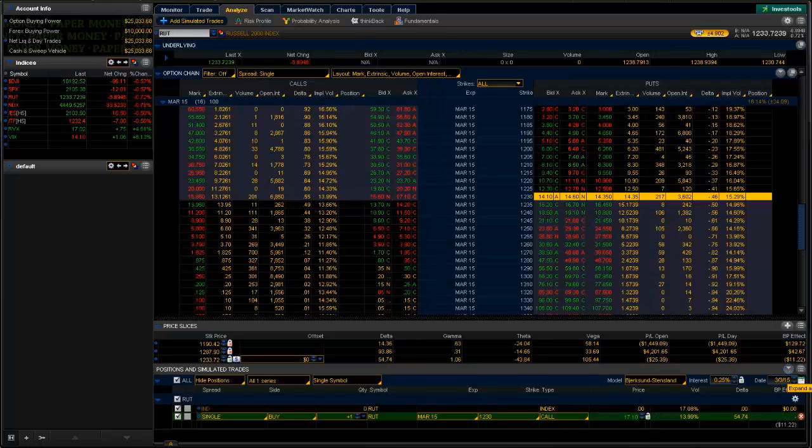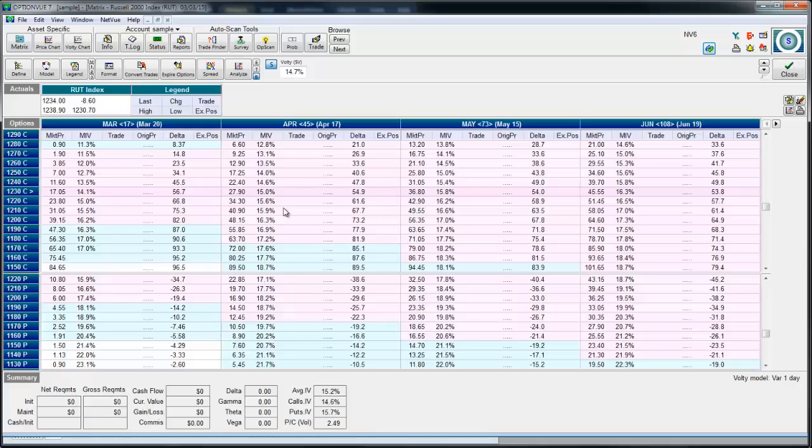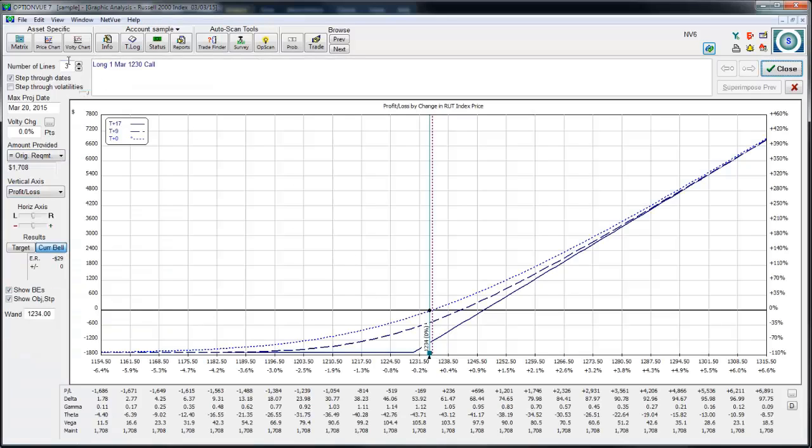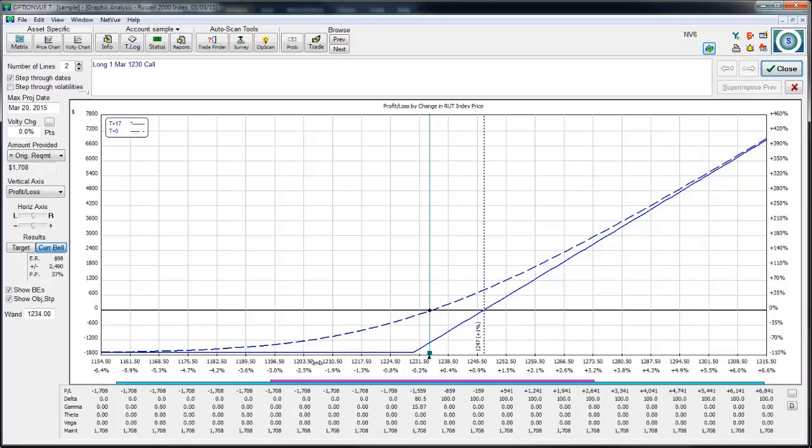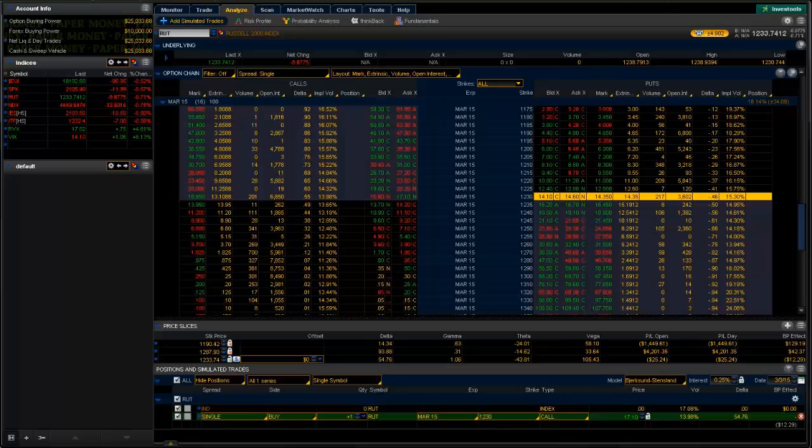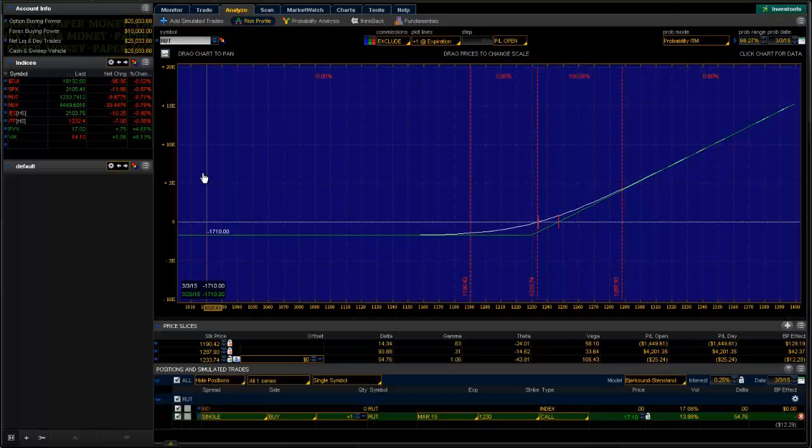Now it's 17:10. Well, I go right here, buy a call option, 12:30. Well, it's 17:05. So if I simulate buying one of them, you'll see that risk profile is exactly the same here, right? I've got $1,700 that is the most I could lose. Looks very similar to this.